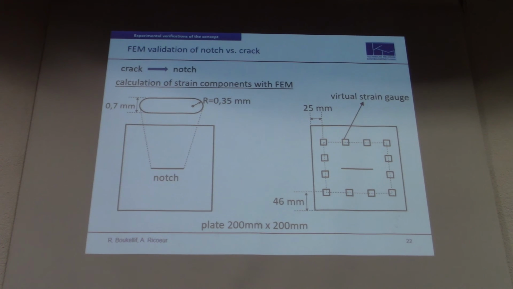Now I come to the experimental results. I start with the finite element method validation. We have here a finite plate with a notch. The geometry of the notch is given here. And we have calculated the strain component at this point with the finite element method.